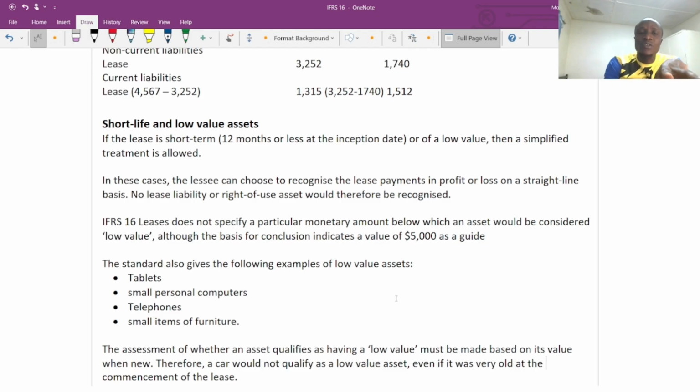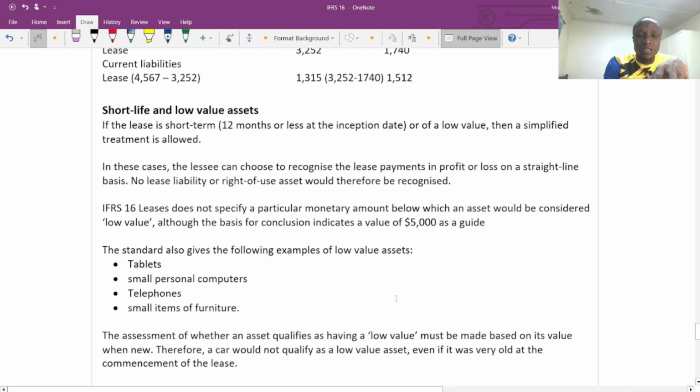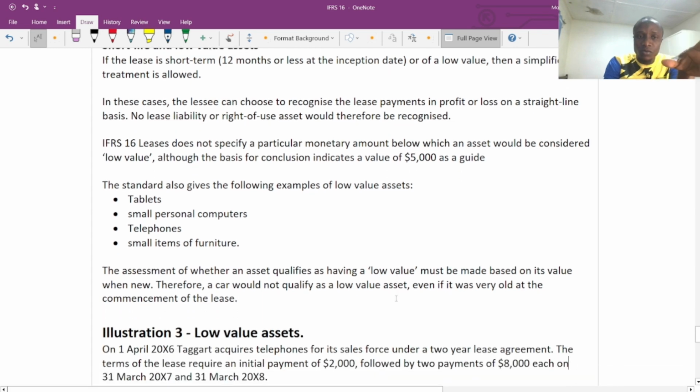Now we are going to look at the condition for short life and low value assets. If the lease is short term, 12 months or less at the inception date, or of low value, then simplified treatment is allowed. That's the condition. In this case, the lessee can choose to recognize the lease payment in the profit or loss on a straight line basis. No lease liability. This is the important point.